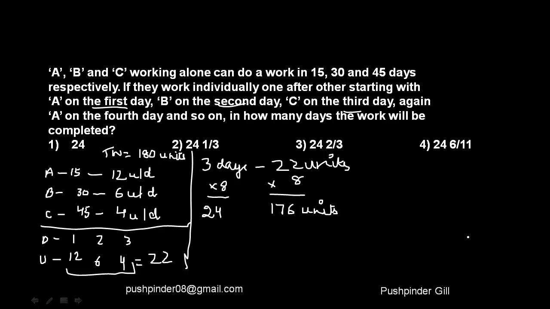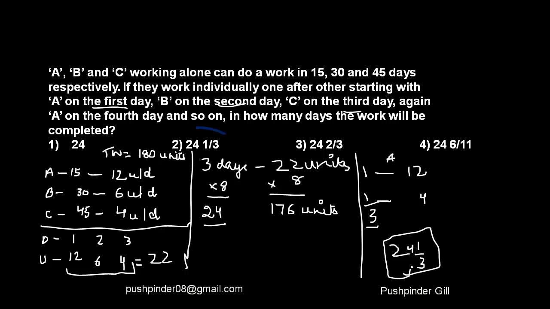So now whose turn is it? Again, when the cycle repeats, it's A's turn. How many units do we need? We need 4 units. A is able to finish 12 units in a single day, so for 4 units, he's just going to take 1/3 of a day if you apply the unitary method. So 24 days he took here, and 1/3 day here. That means he took this many days in total to finish the job.